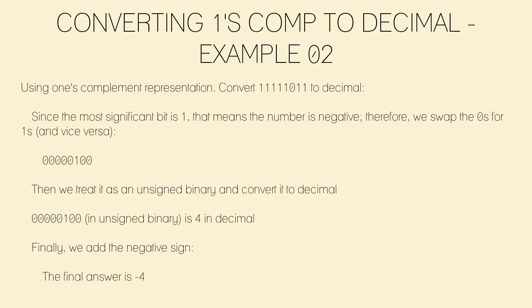Therefore, the 1's complement binary number 11111011 converts to the decimal number -4. This concludes our examples for this video. However, remember, practice makes perfect. We'll be seeing more examples in another video that will be dedicated solely to exercises. Stay tuned to keep strengthening your understanding of 1's complement representation.